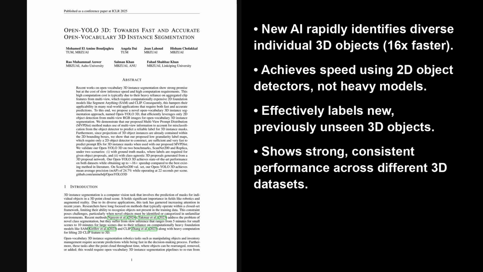So after seeing its strong performance on datasets like Replica, it's clear Open-YOLO 3D offers a really promising approach. The main takeaway is its significant speed up for open vocabulary 3D instant segmentation. That's identifying and outlining individual 3D objects, even novel ones not seen during training. This speed is achieved by smartly using 2D object detection and the multi-view prompt distribution, avoiding slower, heavy models like Segment Anything or CLIP, which are powerful but computationally intensive image analysis tools. This efficiency is a big step forward for practical applications.